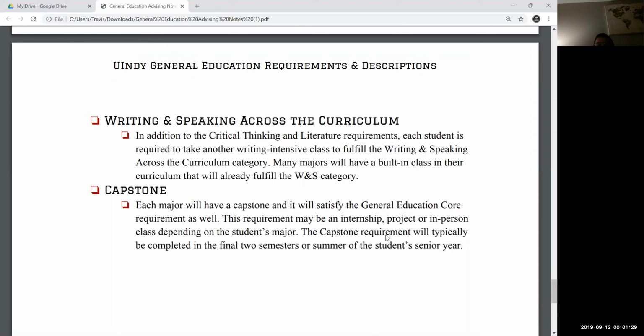And then capstone. Every major is going to have a capstone, and this will be a class or an internship or just a project, whatever your major and your faculty require. That is your capstone. It is a gen ed requirement as well, but it comes out of your major, and it's typically done your senior year. It could be the end of your junior year, something like that. If you are double majoring, you do have to do both capstones, because they're class requirements for your major, but only one needs to actually go towards your gen ed.